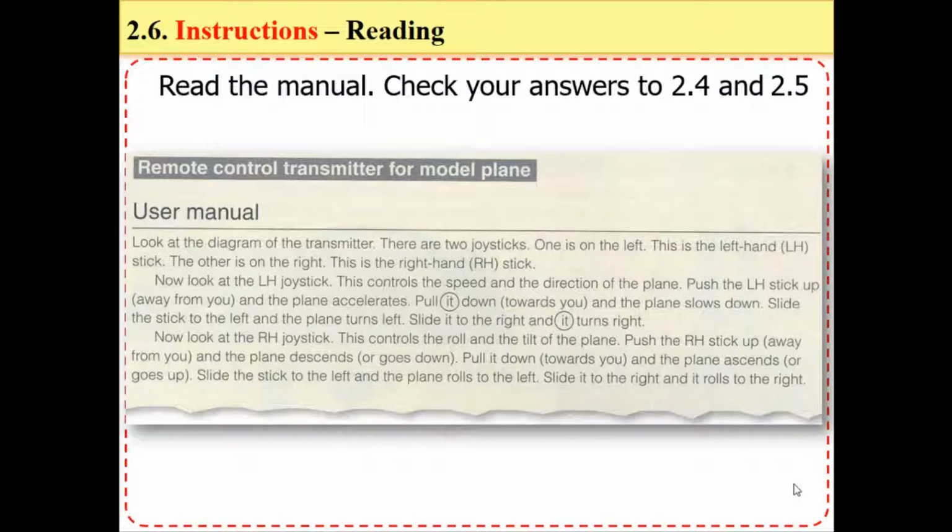Now look at the right hand joystick. This controls the roll and tail of the plane. Push the right hand stick up away from you, and the plane descends or goes down. Pull it down toward you, and the plane ascends or goes up. Slide the stick to the left, and the plane rolls to the left. Slide it to the right, and it rolls to the right.